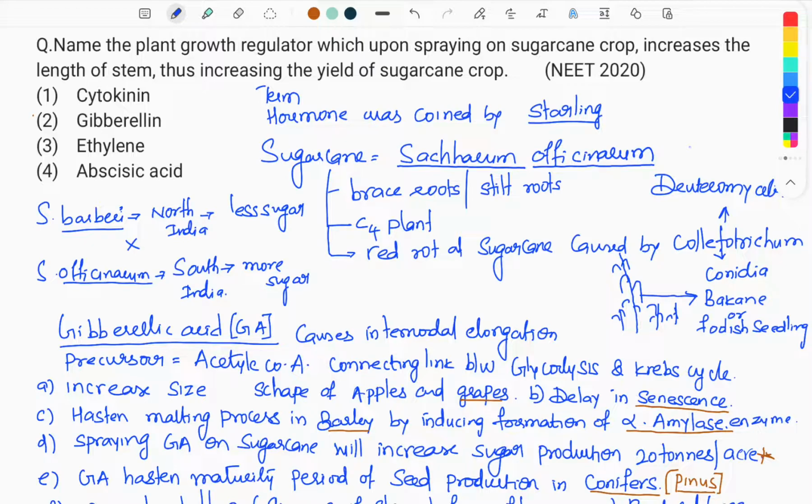We have a question here about sugar cane and the hormones given. It is asking which plant growth regulator will increase the sugarcane content per acreage. He gave four hormones here: cytokinin, gibberellin, ethylene, abscisic acid.